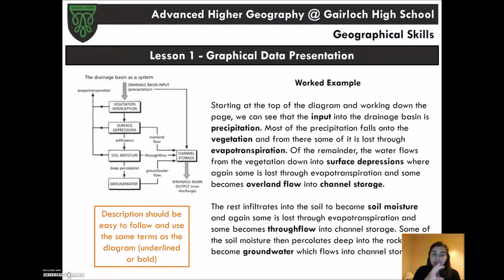You should have a little copy down of this worked example in your jotter or your notes so that you can refer back to this. This is what we're talking about when we're talking about worked examples.